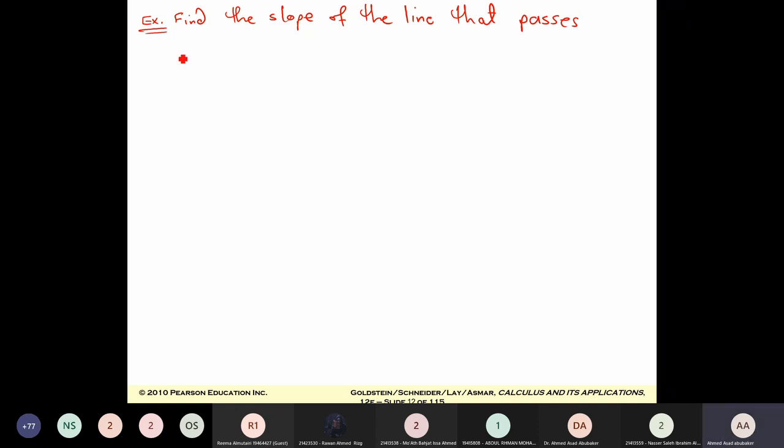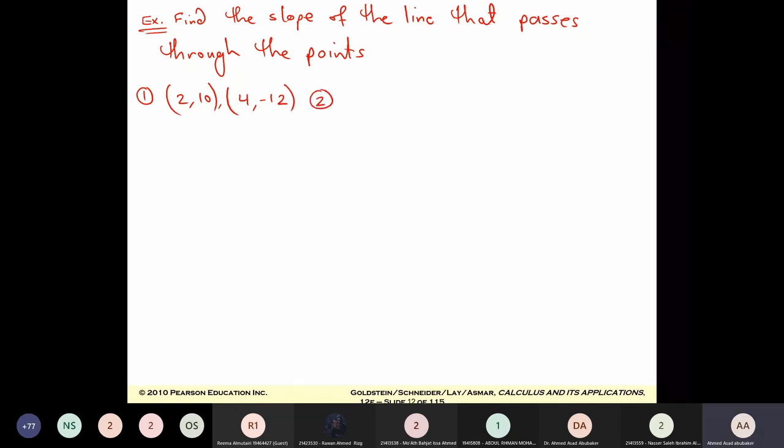Find the slope of the line that passes through the points. Number 1, if we have, for example, (2, 10) and (4, -12).